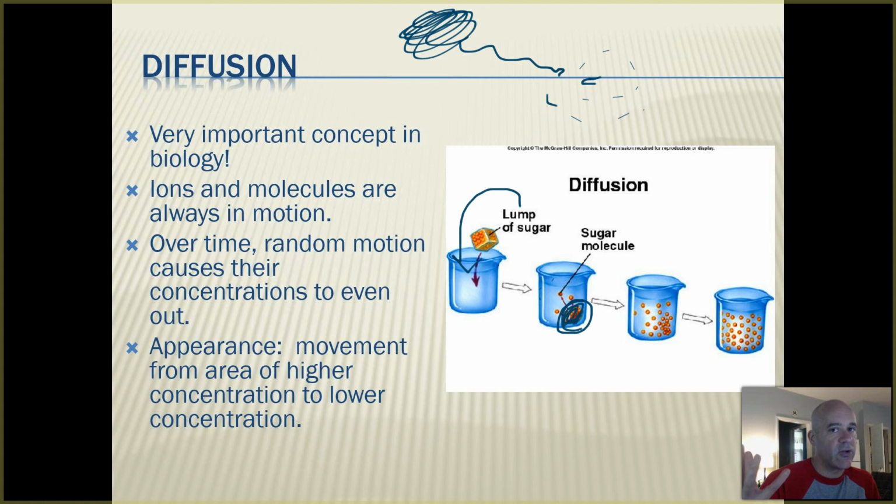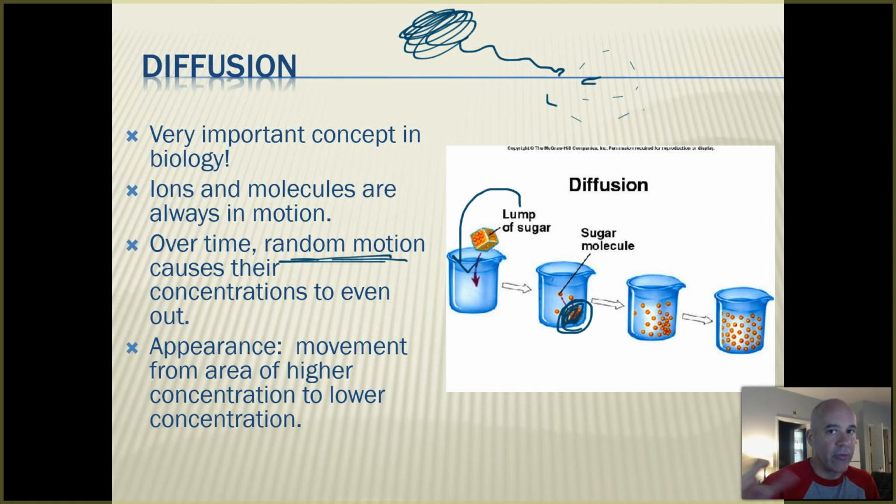So if you just let that sugar lump sit there over time, gradually those sugar molecules are going to evenly spread out within the beaker of water. That's diffusion. We've all seen things like that happen before. Why does that happen? The reason that happens is because all molecules have random motion.